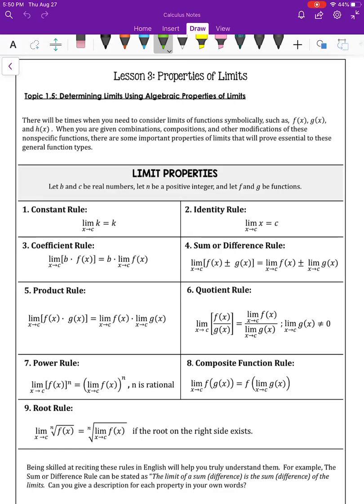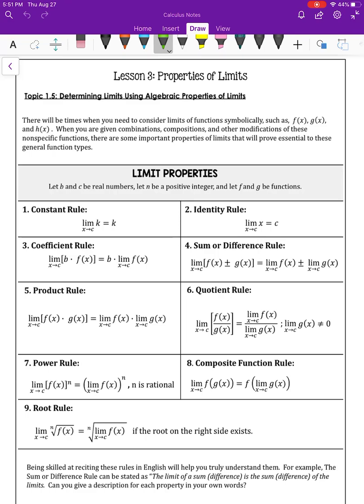Okay, hi students, lesson 3, properties of limits. We are going to learn how to determine limits using algebraic properties of limits. So there are several properties here. For all of them, we're going to let b and c be real numbers. We're going to let n be a positive integer and f and g be functions.